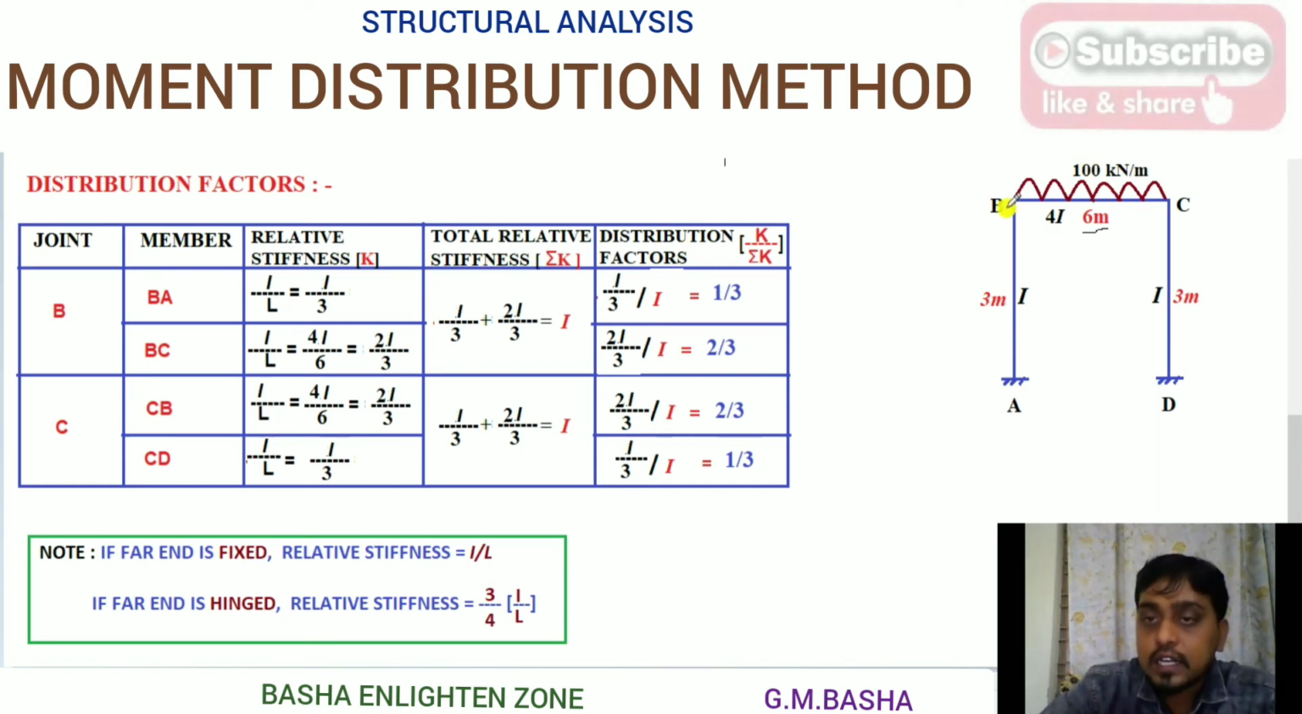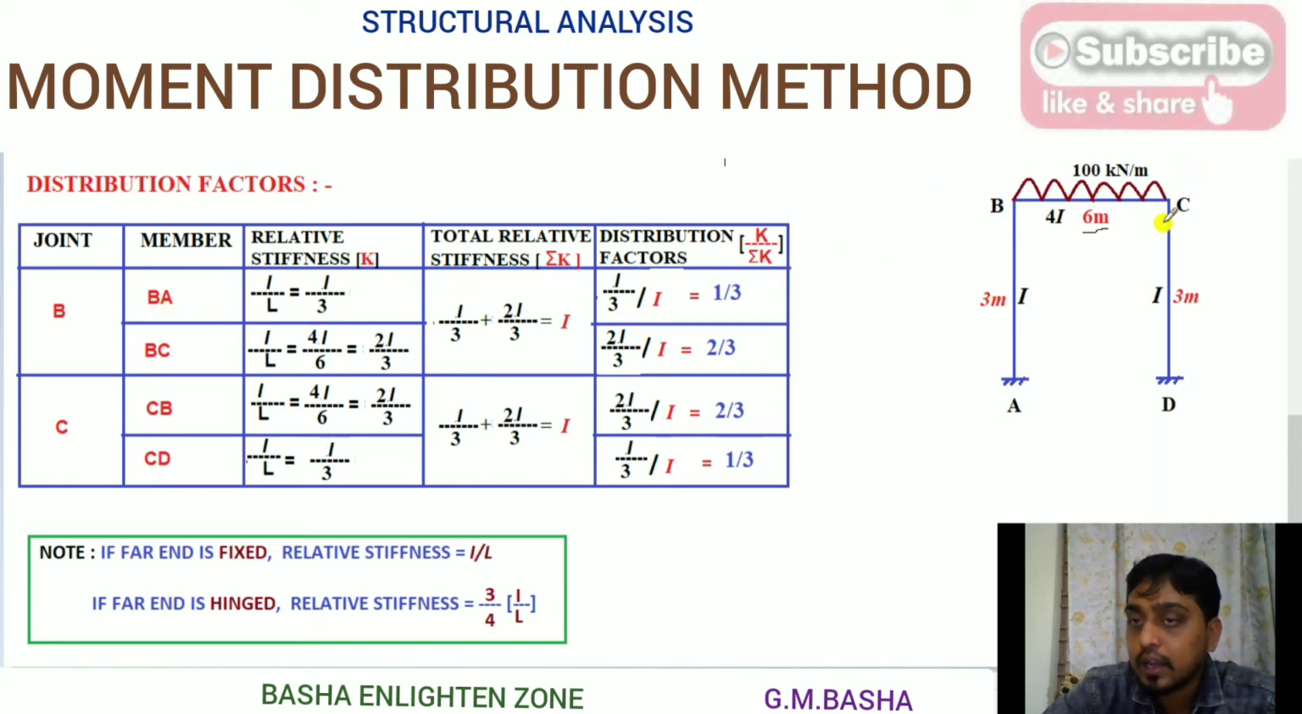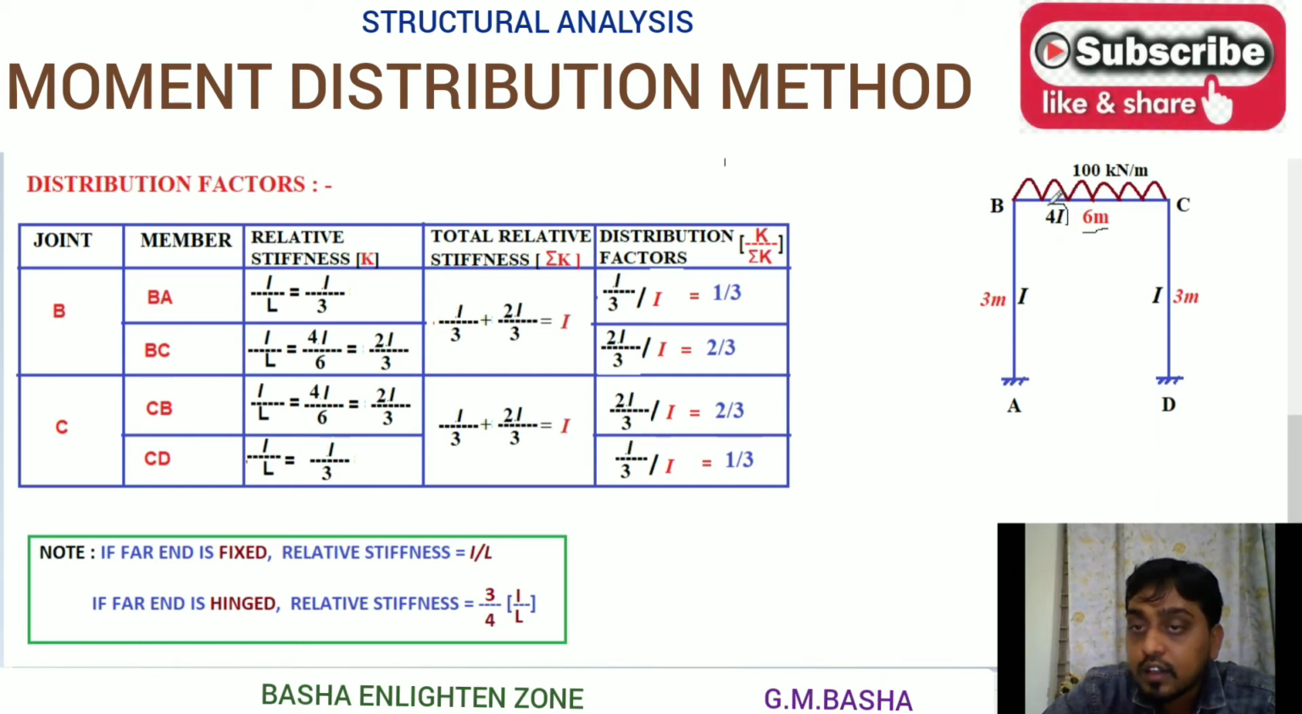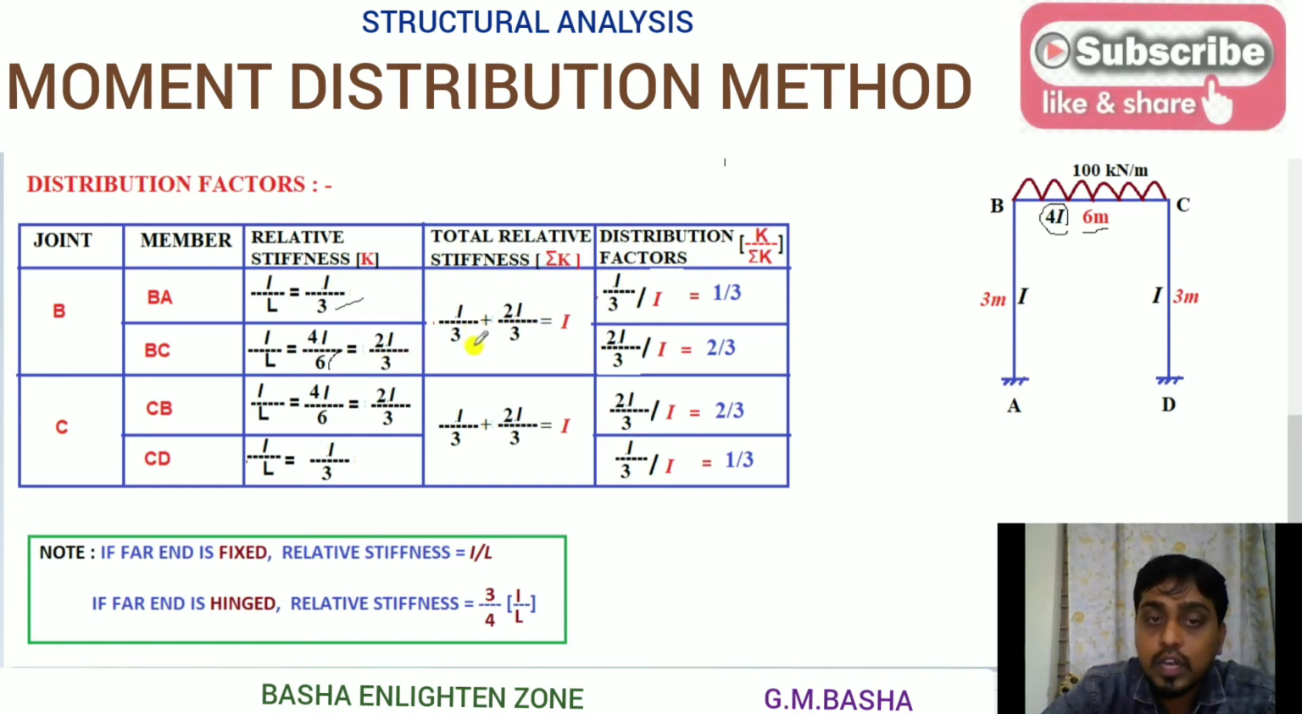So if the far end is fixed, for BA it is I by L only. Similarly for BC also, the far end is fixed, so you will get I by L. But here observe, for BA, the I value will be equal to I. Similarly for BC, the I value will be equal to 4I, which is given in the question itself. Then the L value will be 3 meters for BA and 6 meters for BC. If you simplify, you will get I by 3 and 2I by 3. Again, what about the sum of the relative stiffness? You have to add these two, BA plus BC, that is I by 3 plus 2I by 3. If you simplify this, you will get I.